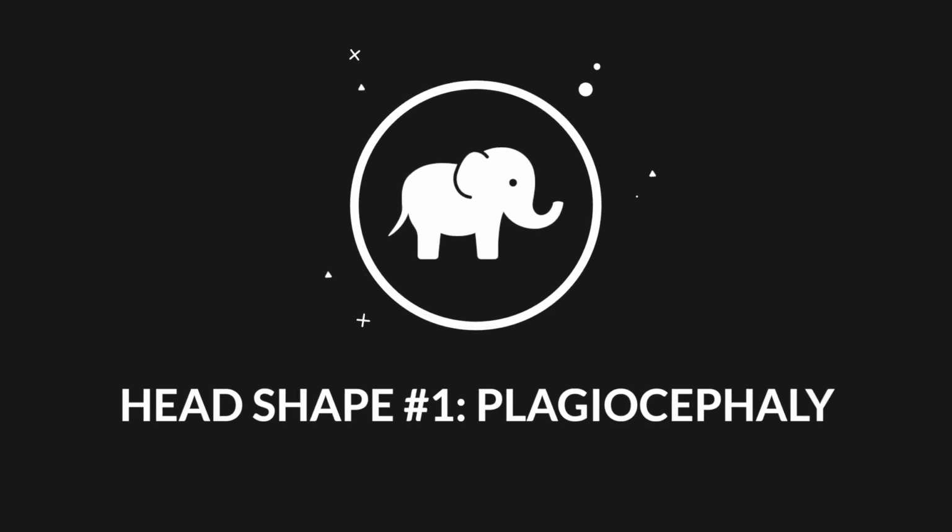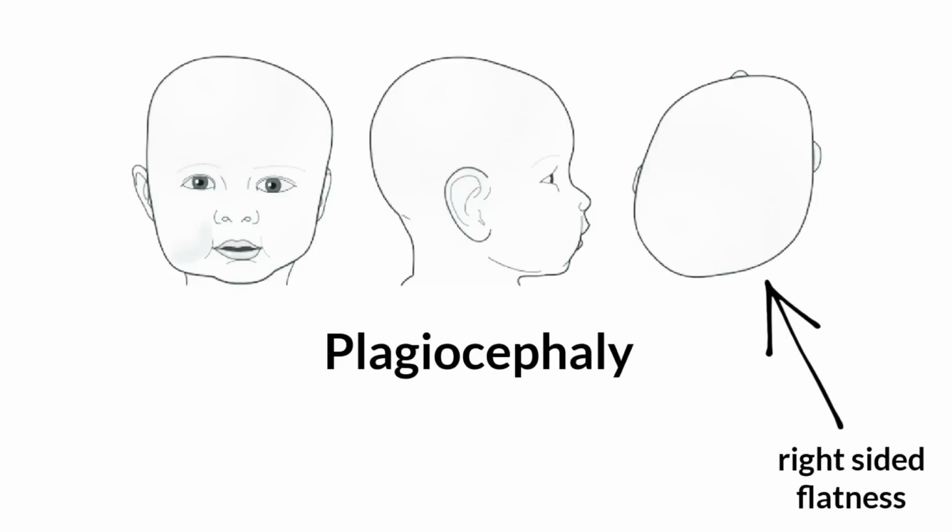So we've got 3 different head shapes. The first head shape is going to be called plagiocephaly. That is when there is flatness on one side of the back of the head. This is usually due to a head rotation preference due to tightness in the infant's body.